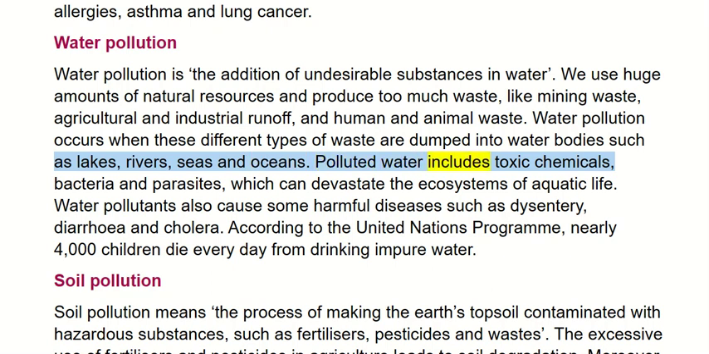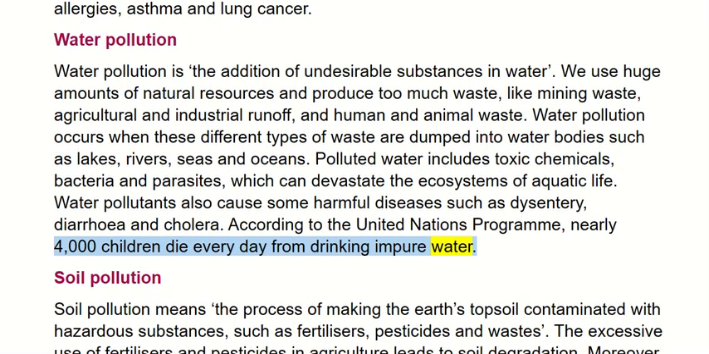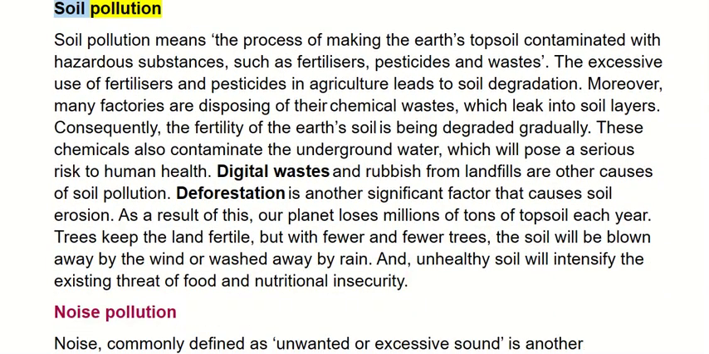Polluted water includes toxic chemicals, bacteria, and parasites, which can devastate the ecosystems of aquatic life. Water pollutants also cause some harmful diseases such as dysentery, diarrhea, and cholera. According to the United Nations program, nearly 4,000 children die every day from drinking impure water. Soil pollution.